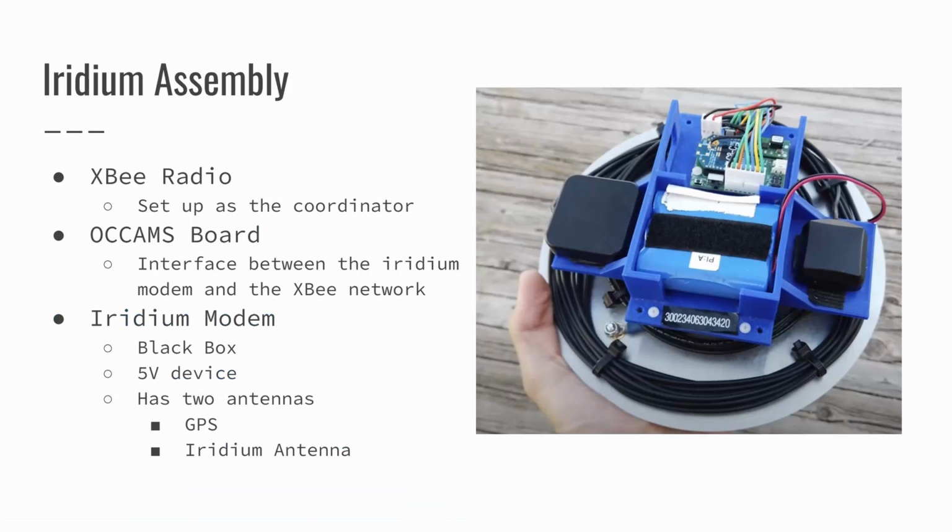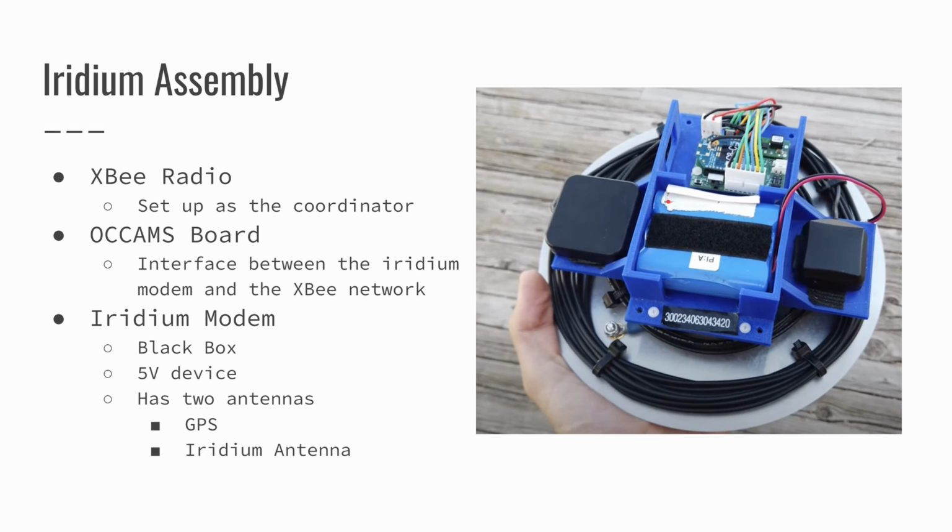The Iridium Assembly is made up of 3 parts. We have the XBee. This is the kind of middle device that you saw before. It has pins. This is set up as the coordinator in the network topology. And then we have the Occam's board, which is a green board here. And then we have the Iridium modem, which is under here. The Occam's board kind of sits between the 3.3 volt XBee radio and the 5 volt Iridium modem, and basically serves as a mediator for that communication.